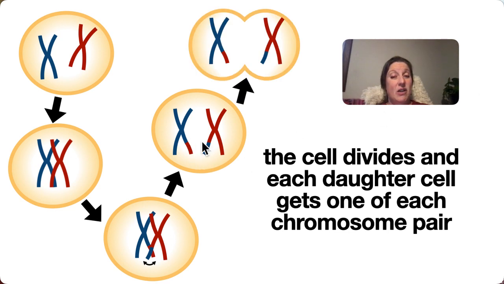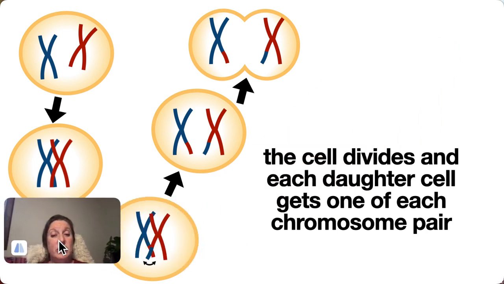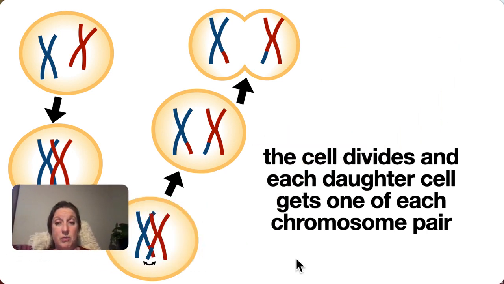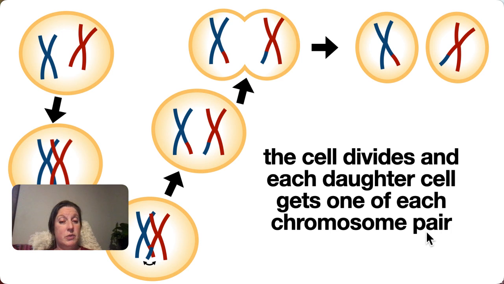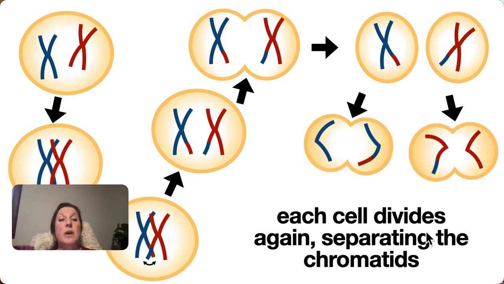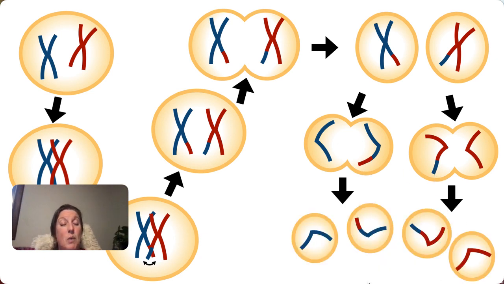Now, this cell then divides. You can see it beginning to split here. And each one of those daughter cells gets one of each chromosome pair. Right? So we have the mostly paternal one here, the mostly maternal one there. Now, each one of those is going to then divide, but this time, instead of separating chromosome pairs, we're actually going to separate the sister chromatids, the two what used to be identical copies, or at least they were identical before they did the DNA swapping. And once that division is finished, we have 4 completely unique daughter cells.